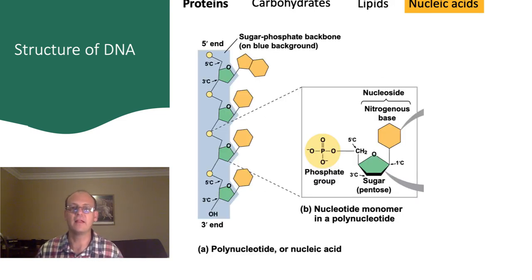In the diagram on the left, we're looking at a single strand of DNA. This single strand of DNA is formed by the polymerization of single nucleotide monomers. Each monomer, in the middle panel here, consists of a phosphate group, a sugar, and a nitrogenous base. The sugar and the phosphate group are the same for every single nucleotide monomer, in the same way that the amino acid backbone was the same for every amino acid.